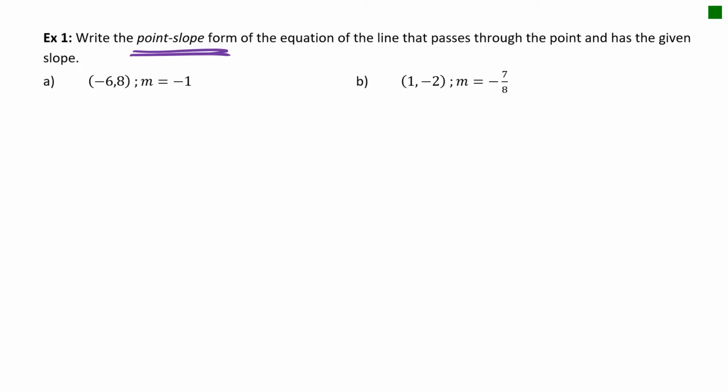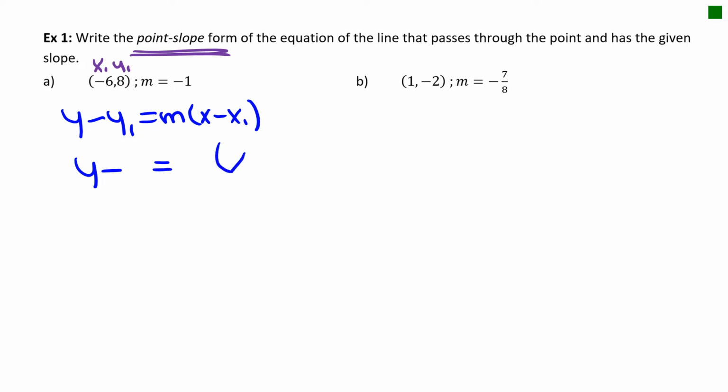Really important that you read what it says: the point slope form of the equation. So above the point, I'm going to put x1, y1. I'm going to write down y minus y1 equals m times x minus x1. I'm going to leave the y, the minus, the equals, the parenthesis, the x, and the minus. Those are going to be in every single equation when I write point slope.